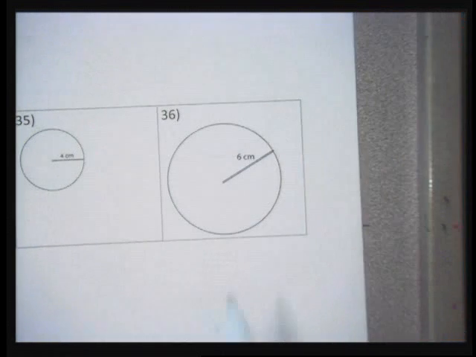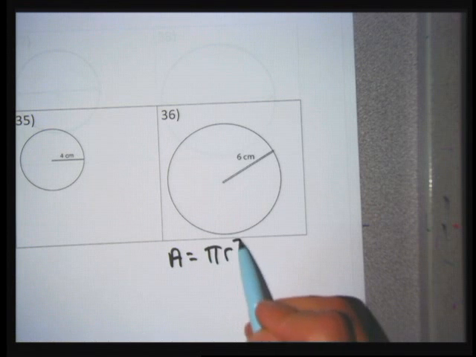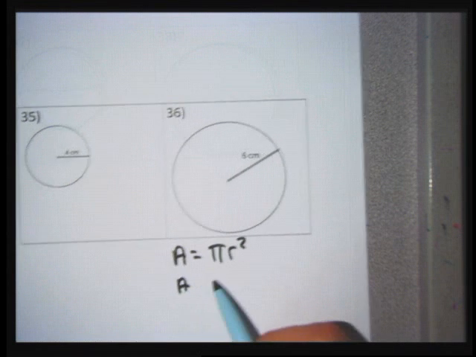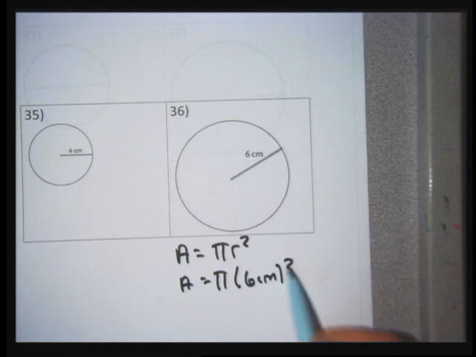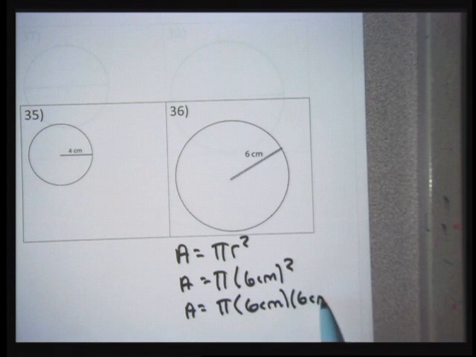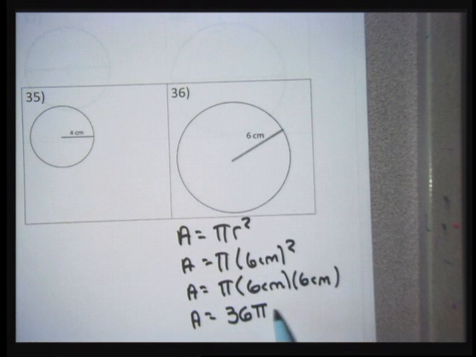Circles. Circles, the area formula is pi r squared. 2 pi r is the circumference formula. So here in problem 36, my area is going to be pi times 6 centimeters squared, which is pi times 6 centimeters times 6 centimeters. That's going to be 36 for the number. I'm going to leave the pi because I wasn't told to put pi in as a decimal, and centimeters times centimeters are centimeters squared.